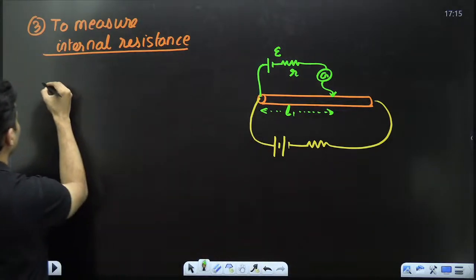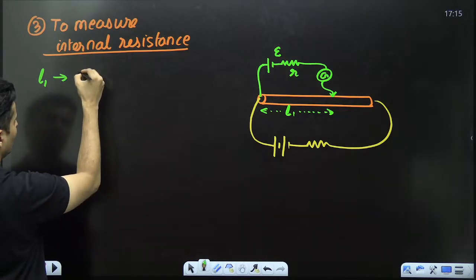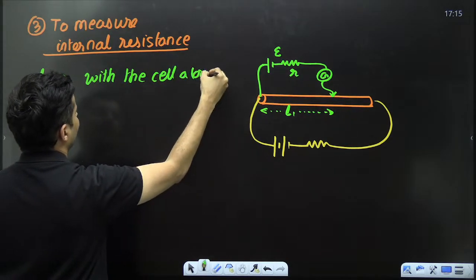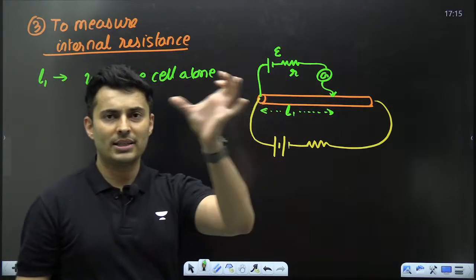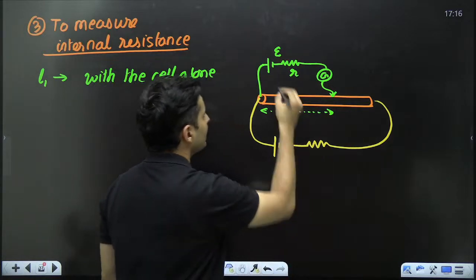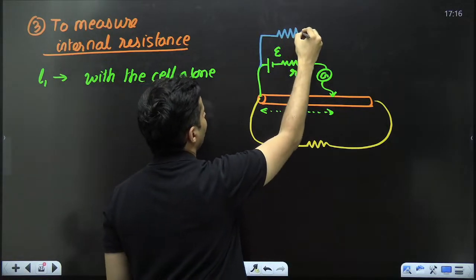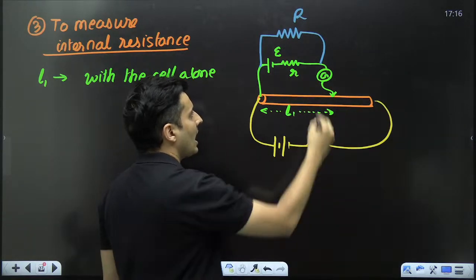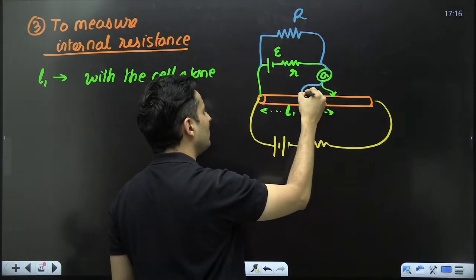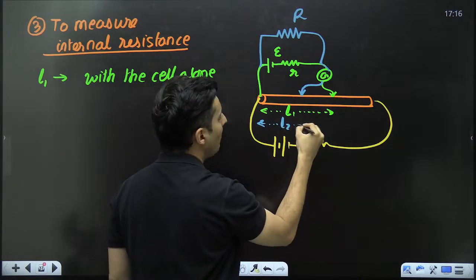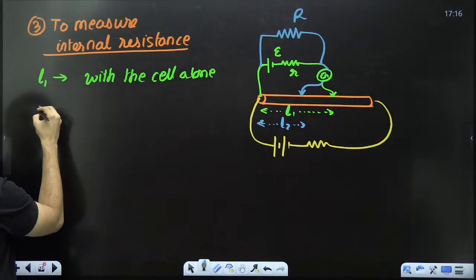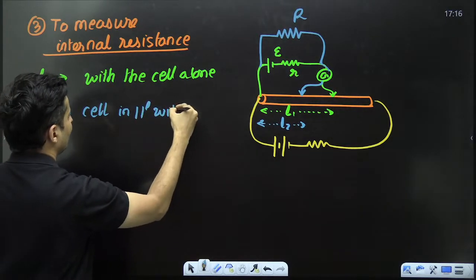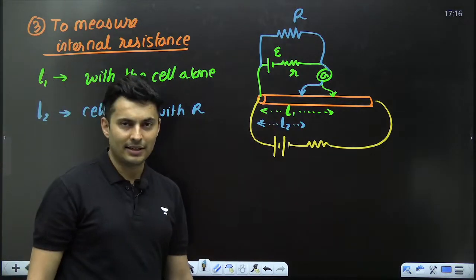So the first balancing length L1 is with the cell alone. That's it. Nothing else is connected. With that battery, you measure what is the balancing length. Now what you do is you connect in parallel another resistor of some resistance R, and then let the current flow through the same galvanometer. You will get some new balancing length. So L2 is when the cell is in parallel with that other resistance R. You will get a new balancing length.